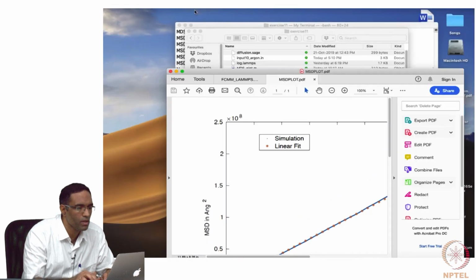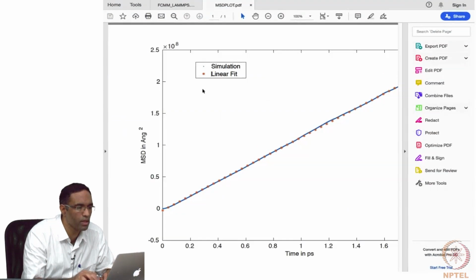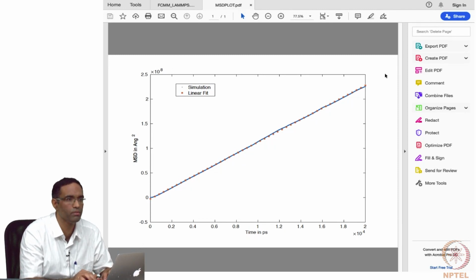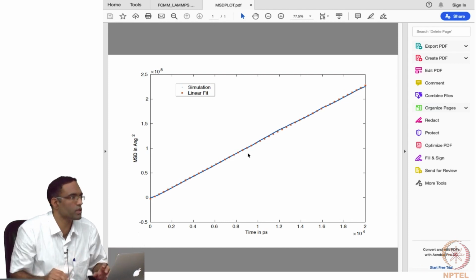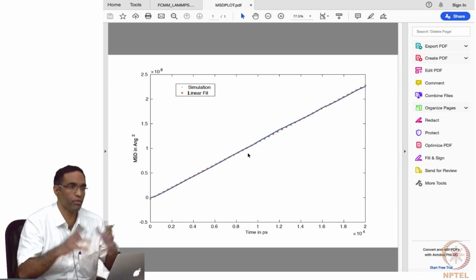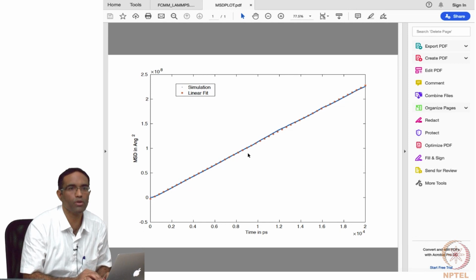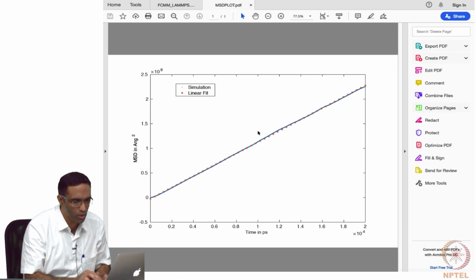So you need to make sure that you're running your MSD simulations for long. Of course, it doesn't have to be such a long time for this system. This is just for illustration purposes, and it's only 4,000 atoms, and this simulation completes within a reasonable time frame. But when you're looking at larger systems, you have to be careful as to how long you want to run this simulation.